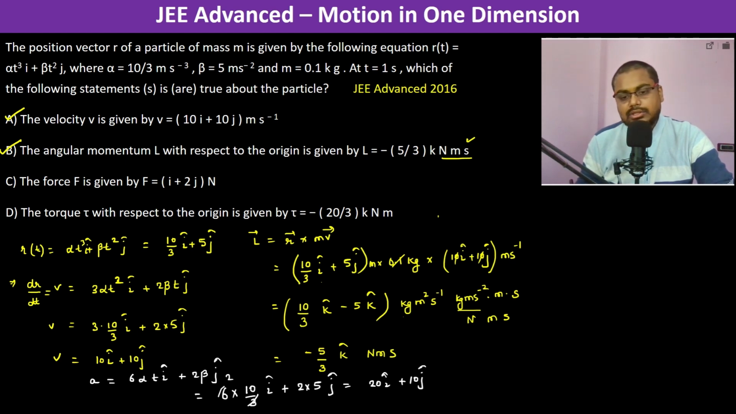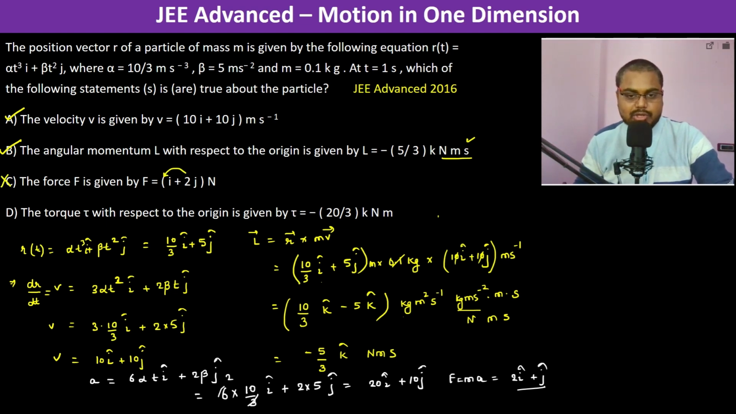Now this has to be multiplied by mass to get the force. So force is equal to m into a. This becomes 2 I cap plus J cap. So C is wrong because it's actually the opposite; the 2 should be here.